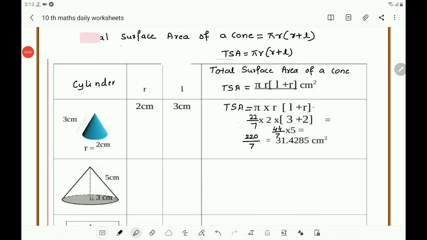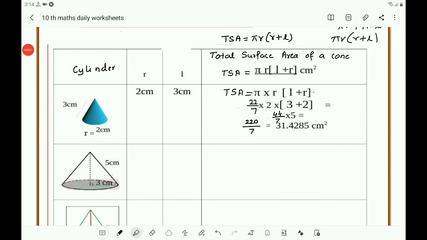Now about the total surface area of a cone. What is the formula to find the total surface area of cone? TSA of cone is equal to pi R into R plus L. That is the sum of the area of the base and curved surface area. So that is pi R square, which is the area of the base, plus pi R L. If pi R is taken outside, you will get R plus L in the bracket. So the total surface area of a cone is equal to pi R into R plus L.